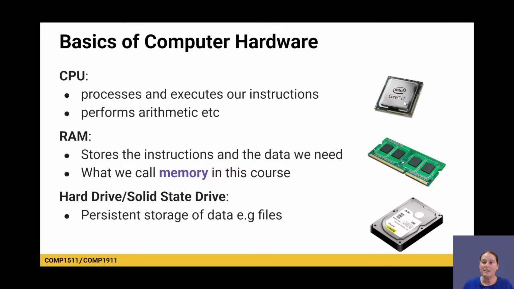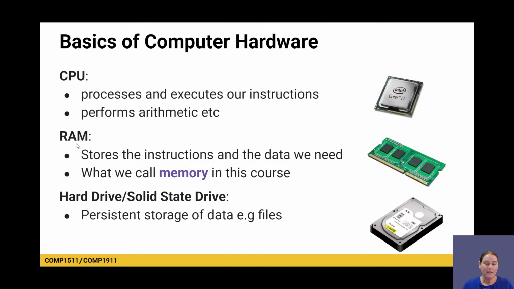So this little chip up the top is called a central processing unit, or CPU. This is what is executing all of our instructions. So it's looking at the instructions, it's working out what we wanted to do, and it's doing them. And it's doing arithmetic and crunching numbers and all that sort of stuff.